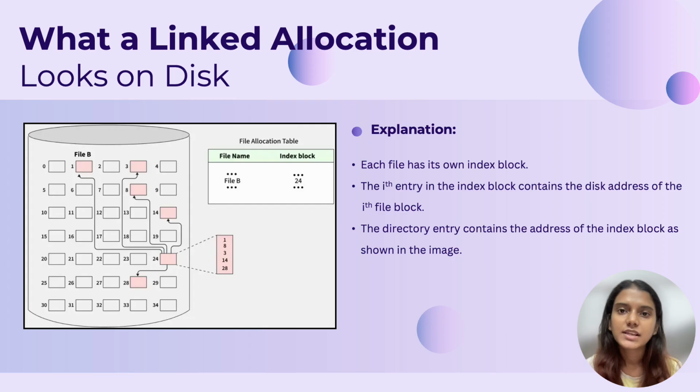Now, this slide shows how the index block works. Each file has its own index, and each entry in the index points to a specific disk block. The directory only needs to store the address of that index, making access very efficient.